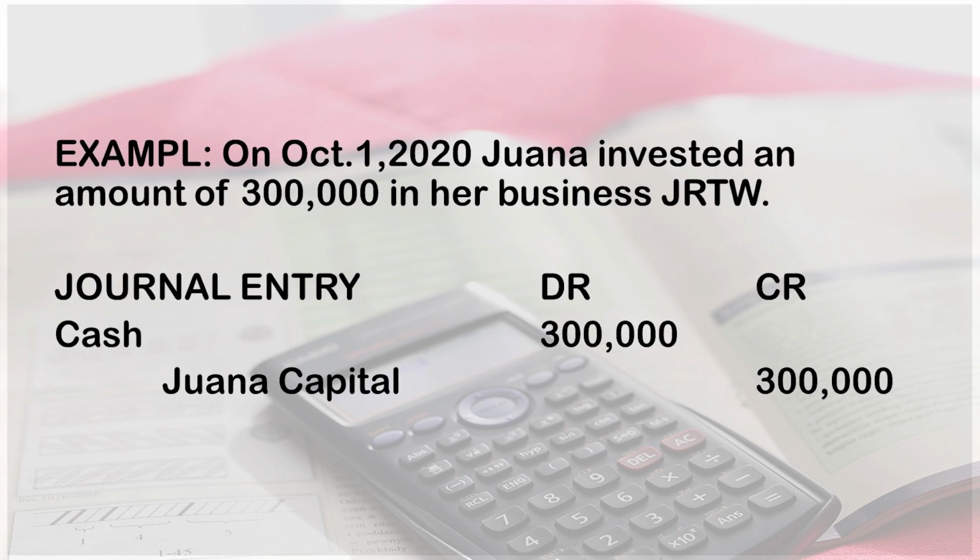Expenditures under the general rule. Example, on October 1, 2020, the owner, Juana, invested an amount of 300,000 in her business, JRTW. Under the general rule, capital account should be credited. Therefore, our journal entry: debit cash of 300,000, representing the inflow of cash in the business, and credit capital of the investor in the amount of 300,000.